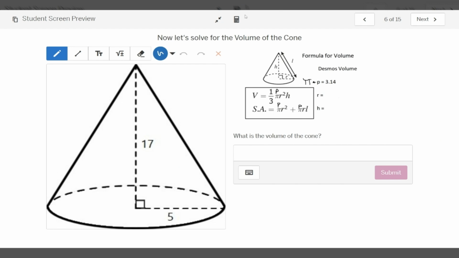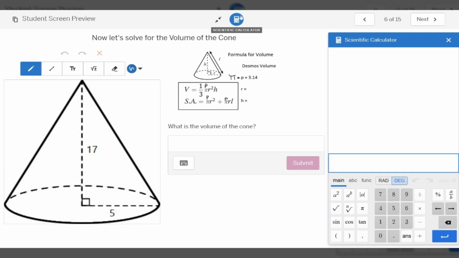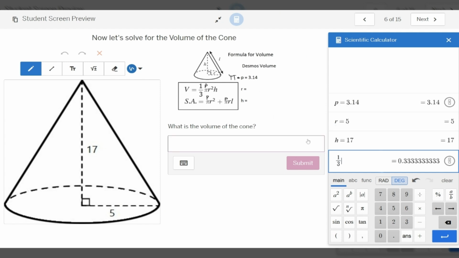Next part, we have the volume of our cone. And again, now pi equals 3.14 because there's a circle. So whenever we have a circle, we want to use 3.14. I have my radius of 5. Then my height is 17. I'm going to type in my formula, 1/3 pi r squared h.